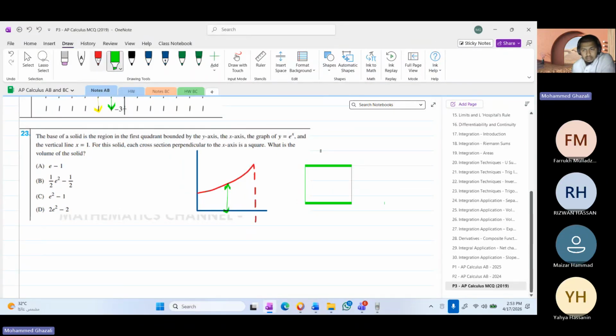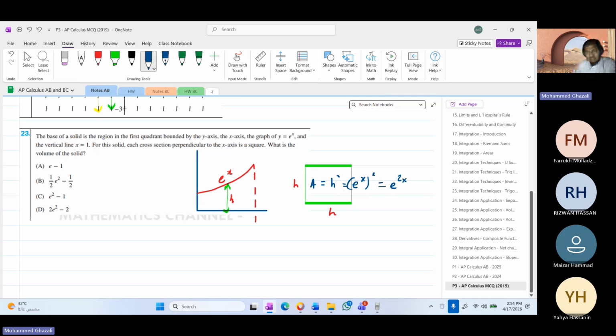So remember, what is the height of the function? The height and the side of the square will be the same. The height is the function value, which is e to the power x. So what's the area of the cross section? Area is height squared, which is e to the power x squared. What's e to the power x squared? e to the power 2x.